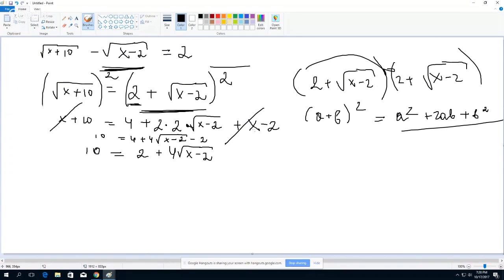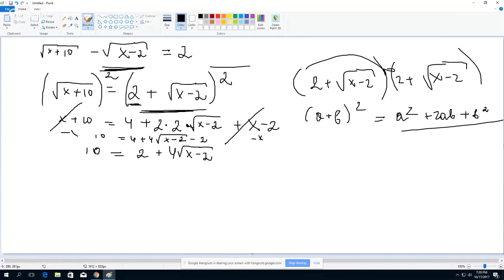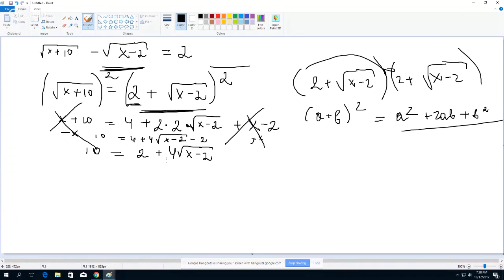I think so. Well, to move it over, you'd subtract it from both sides. Yeah, minus x from both sides. So here we will get 0, and then here we'll get 0 too. Okay. Now let's further simplify it.